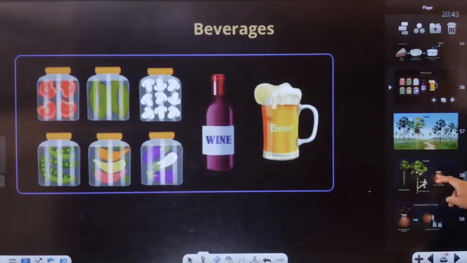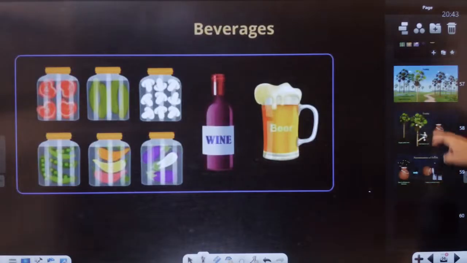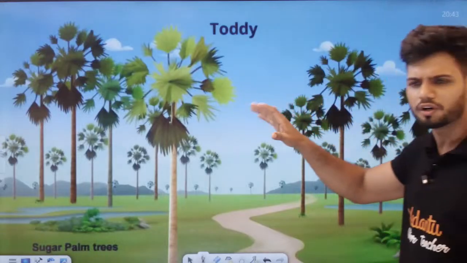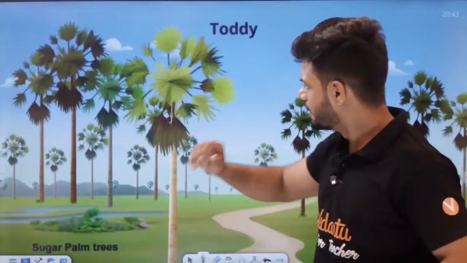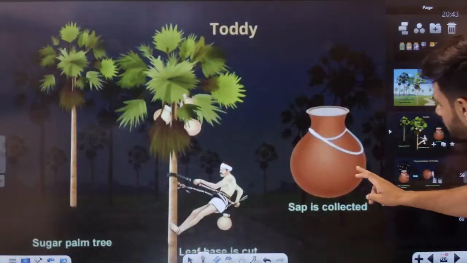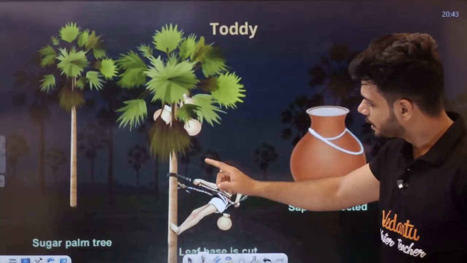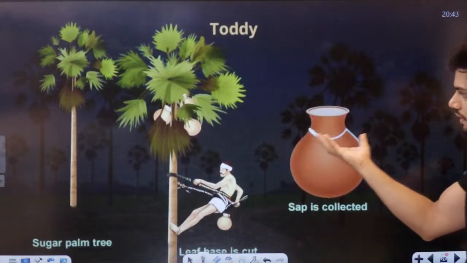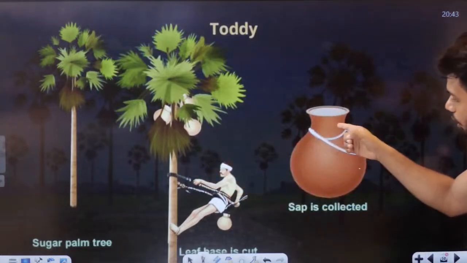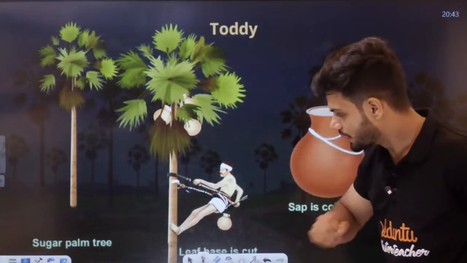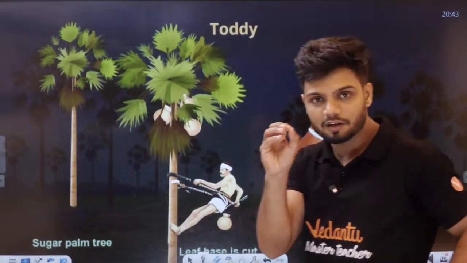Now, it is generally made in the old villages, in your native areas. There's something called sugar palm trees. Now in the sugar palm trees, what happens? One uncle will climb it, nicely he'll climb it, and once he climbs it, he will take a pot and keep the pot here, and he'll make a cut here. From this date palm, there will be a liquid coming out that is called sap.